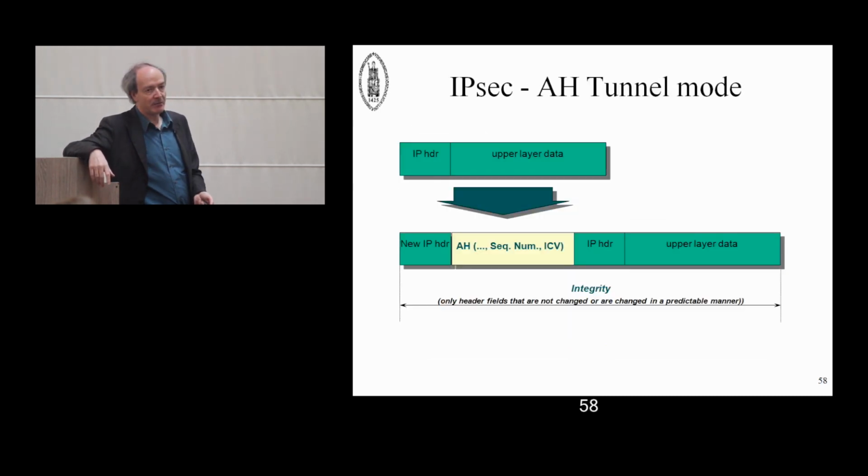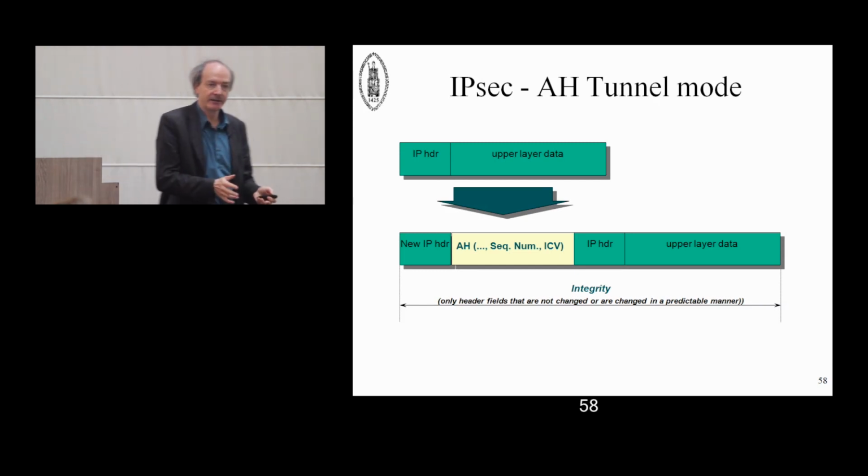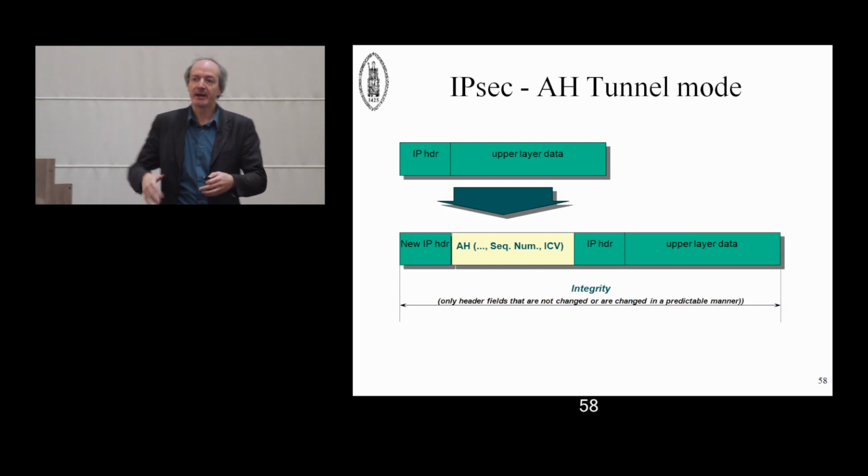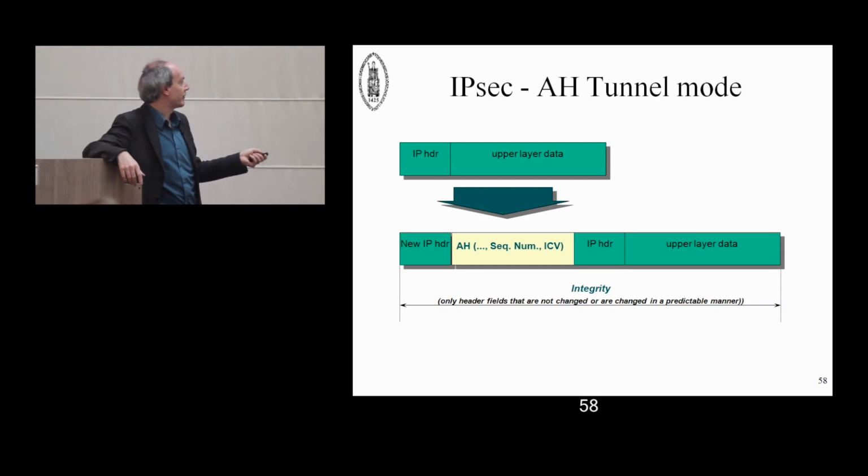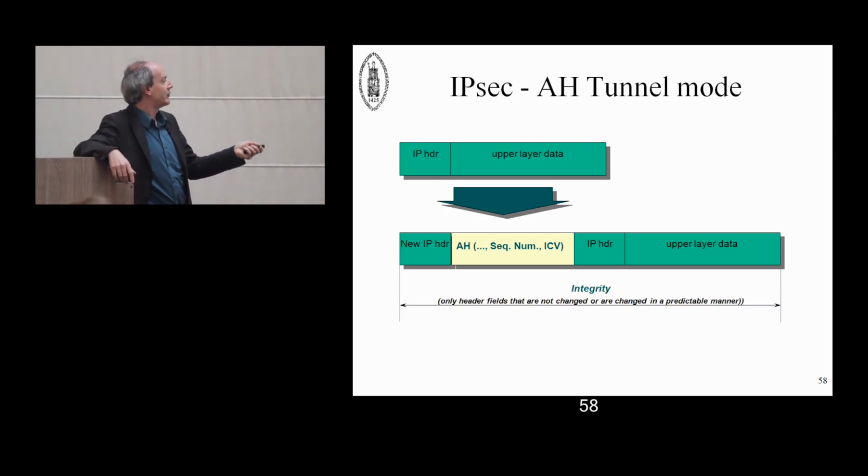Okay. In tunnel mode, you do something completely different. You take the packet as it is, and you make it a payload of a new packet. This is what's done in the gateway-to-gateway scenario. The gateway gets your packet and says, this is my new payload, and makes a new packet to put it in there. And this packet, of course, has a new IP header. So you have 2 headers.